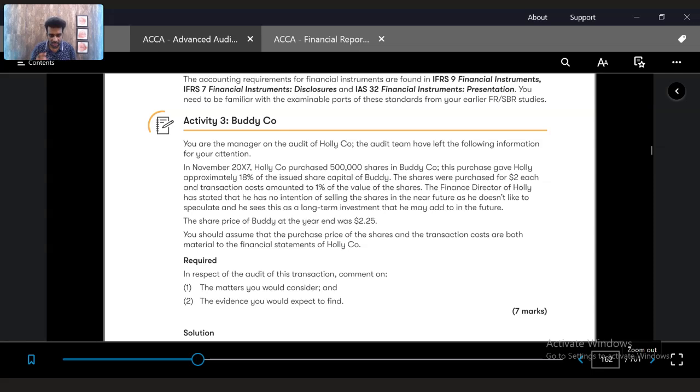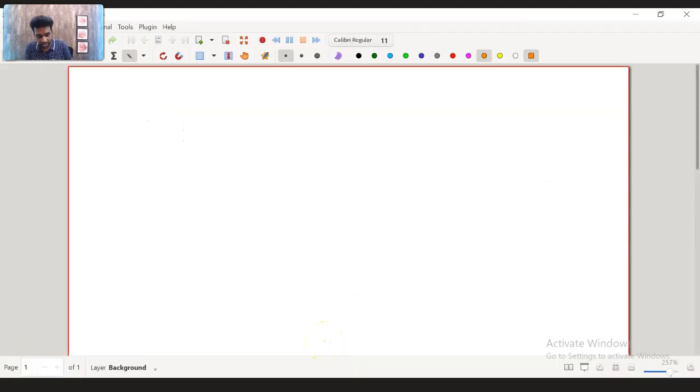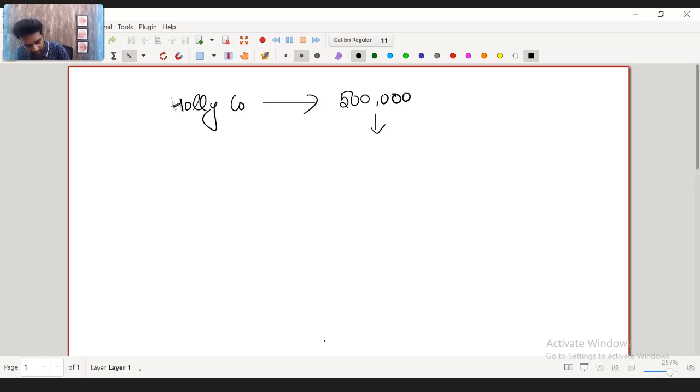So whenever you hear the terms 18% and 500,000 shares, what are the standards that should come to your mind? Whenever a company, in this situation Holy Co, purchased 500,000 shares in Buddy Company, this is the situation.